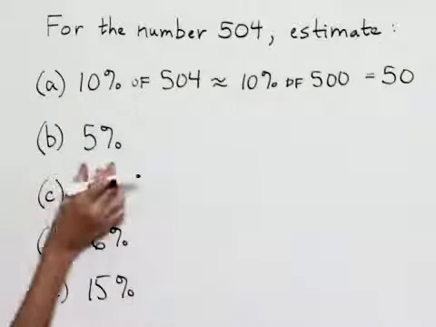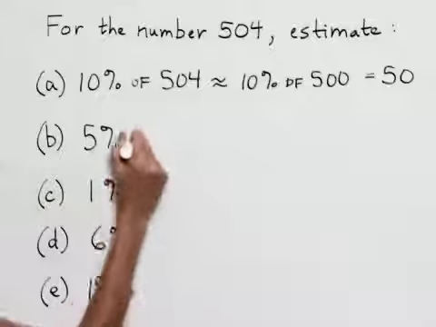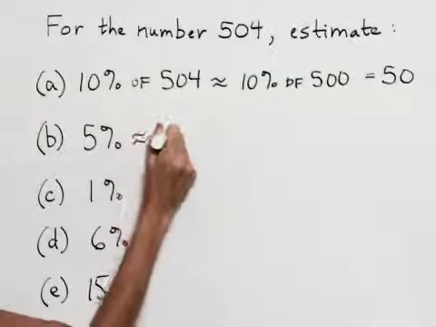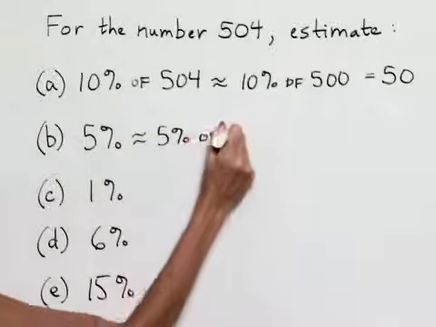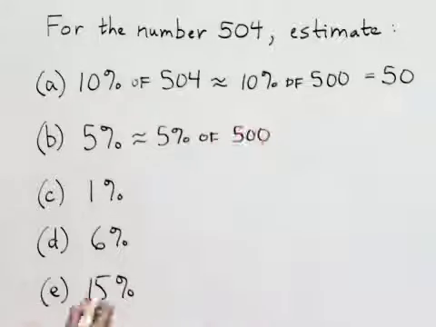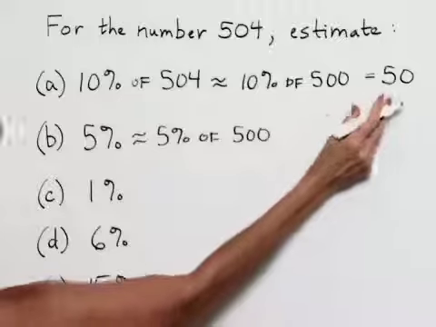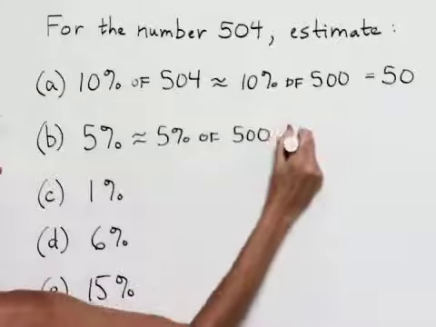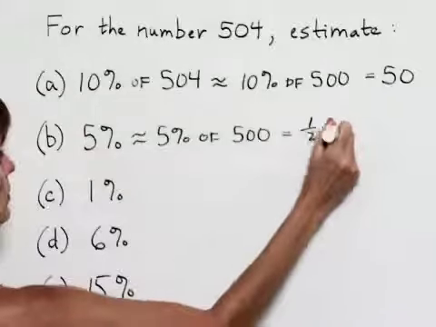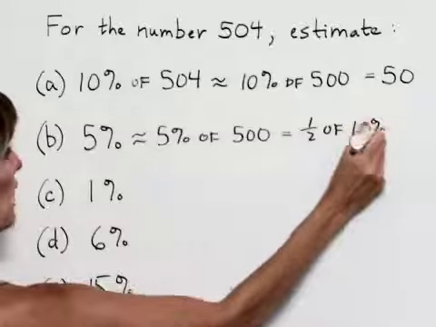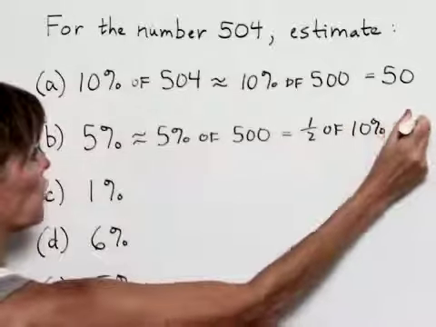Now we're going to look at finding 5%. We're going to use the estimate where we're looking at 5% of the value 500. Now, we've just found 10%. So to find 5%, we're going to take 1/2 of 10%. And 1/2 of 10% is going to give us a value of 25.